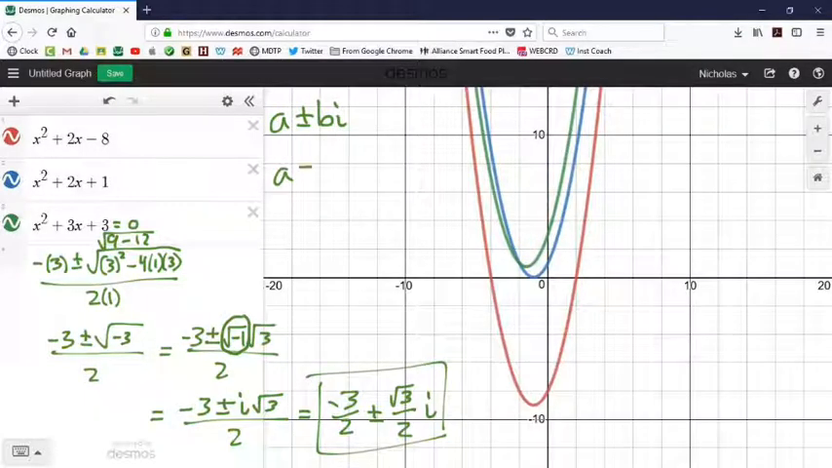So in my complex number that I have right here on the screen, what is the a? Look at it. Negative 3 over 2. And what's the b? So this complex standard form has 2 parts to it. It has the imaginary part and the real part. Which one is imaginary? Is the negative 3 over 2 or the rad 3 over 2 the imaginary part? Rad 3 over 2 is the imaginary part.